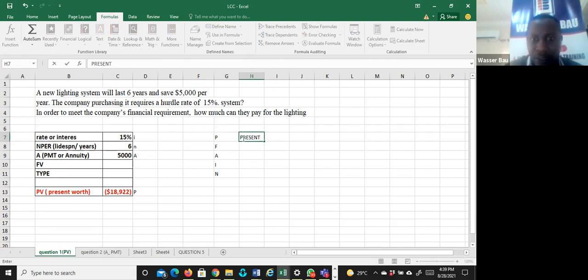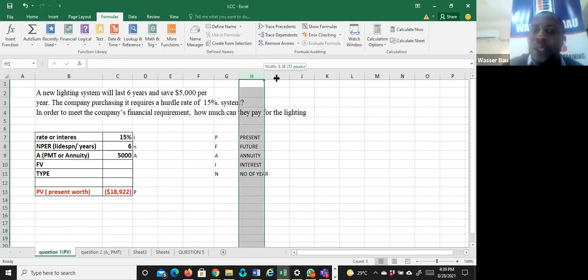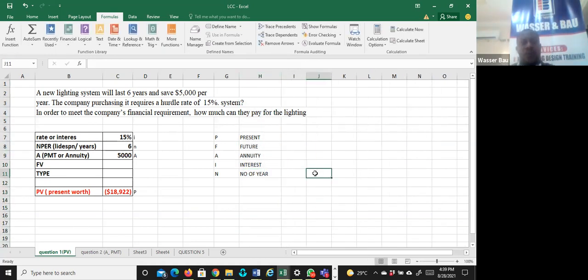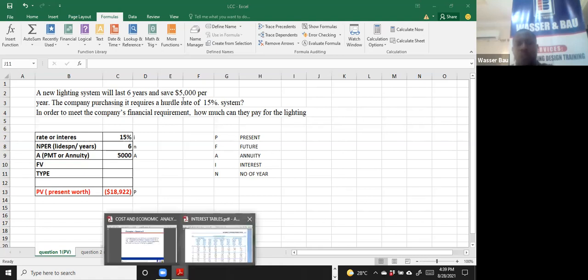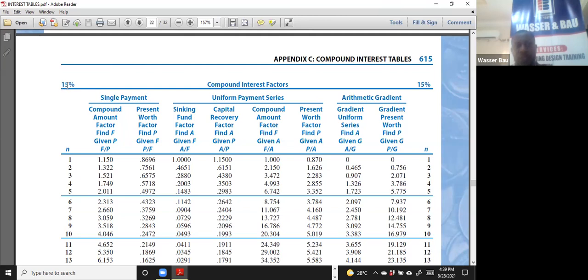Those are the 5 things. This is the present. This is the future. This is the annuity, annual savings, annual amount. This is the interest. And this is the number of years, which can also mean number of payment terms or lifespan or the duration of the project. So in this case, we are given A and we have to find P. And based on our interest table, we went to the interest table for 15%, written on top, and then at 6 years, and we read it against find P given A, which is otherwise known as the present worth factor.